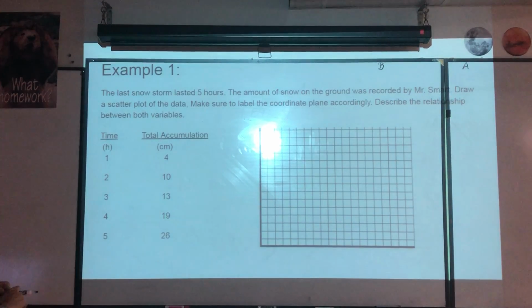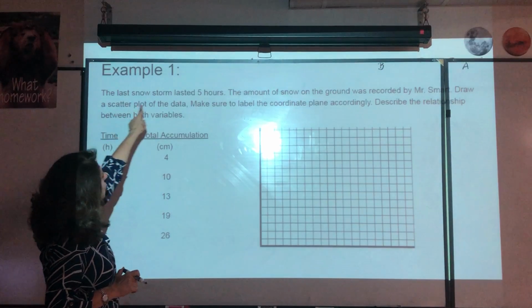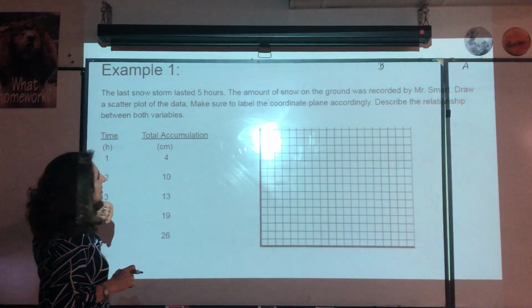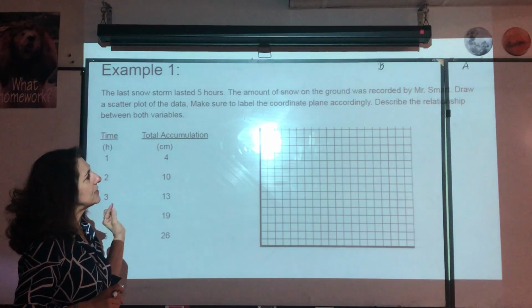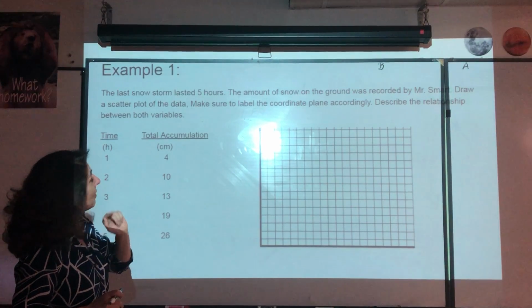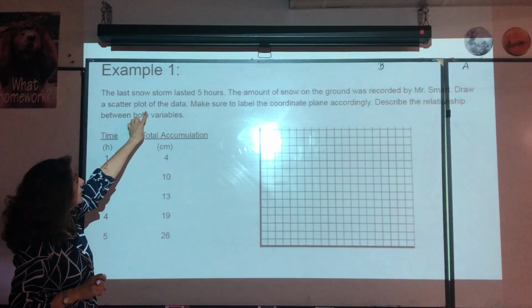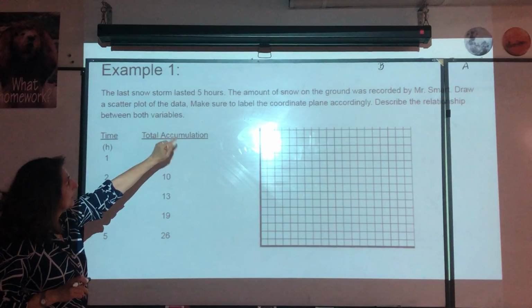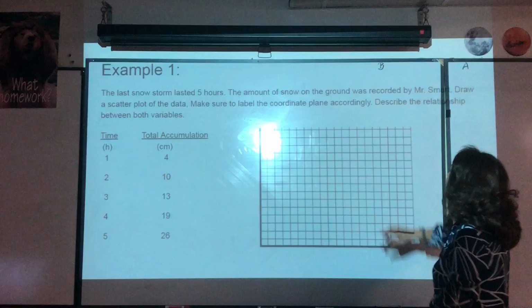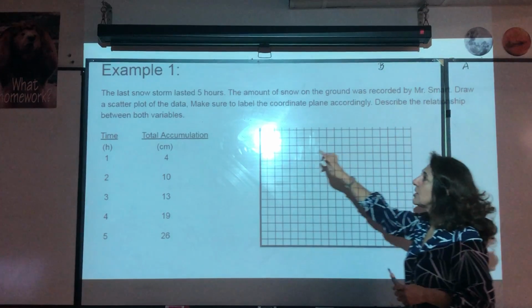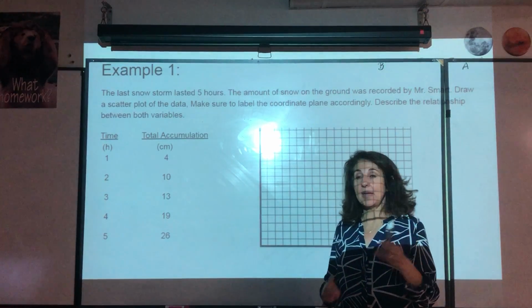So let's see one example here. This last snowstorm lasted 5 hours. The amount of snow on the ground was recorded by Mr. Smith or by Mr. Smart. Draw a scatter plot of the data. Make sure to label the coordinate plane accordingly. Describe the relationship between both variables.